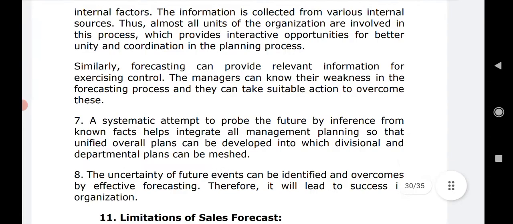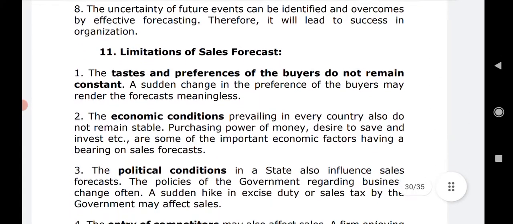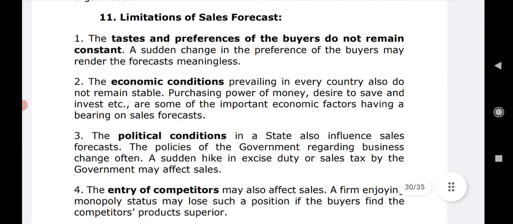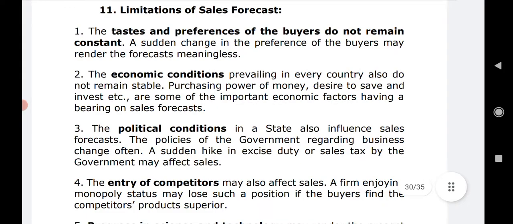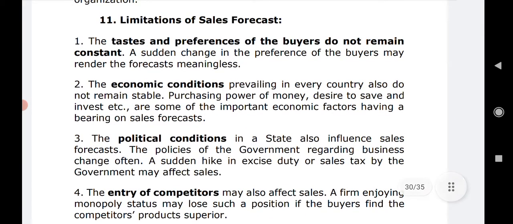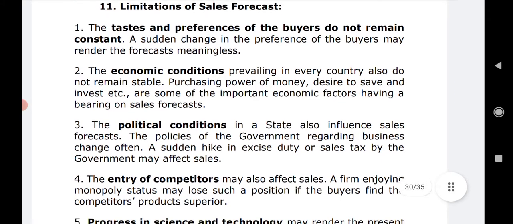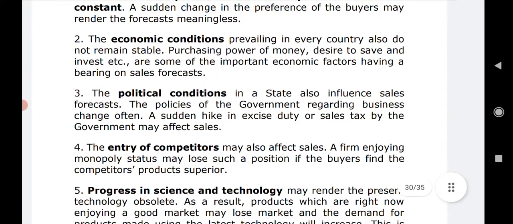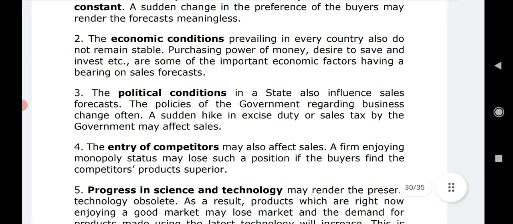We move on to the next area, that is the limitations of sales forecast. See, if we consider the sales forecast to be an important area, it has its own limitations also, not the disadvantages, but yes, there are limitations which one must consider. Like limitation number 1, the taste and preference of the buyers keeps on changing. They don't remain constant, and that does not allow the sales forecast to be accurate. Next comes up the economic conditions. Again, economic conditions prevailing in every country do not remain stable, right?